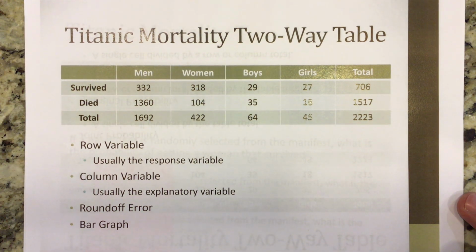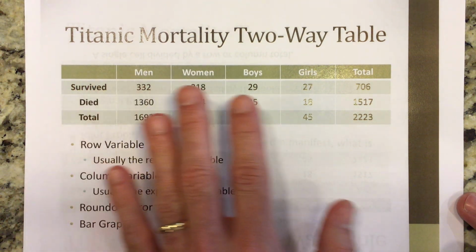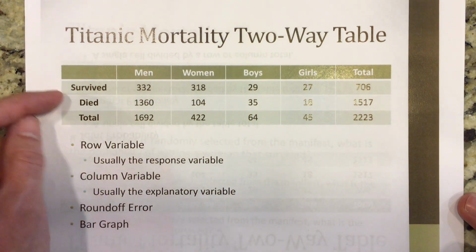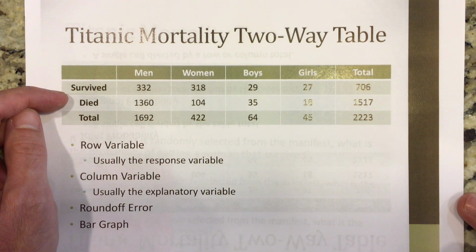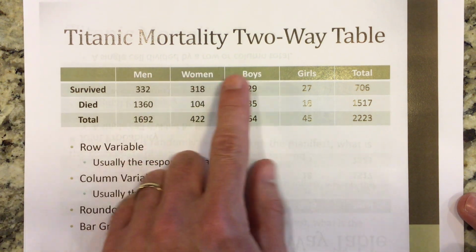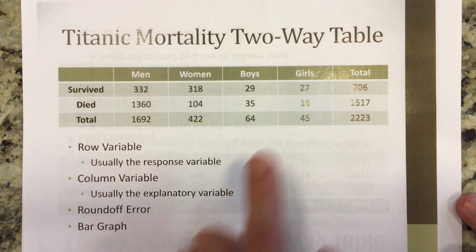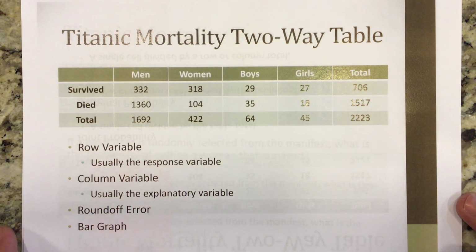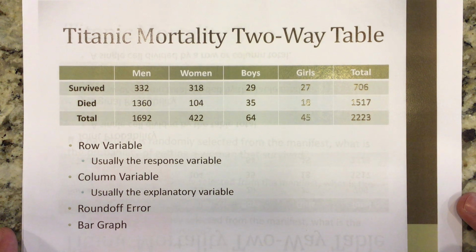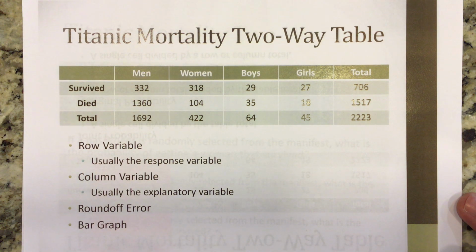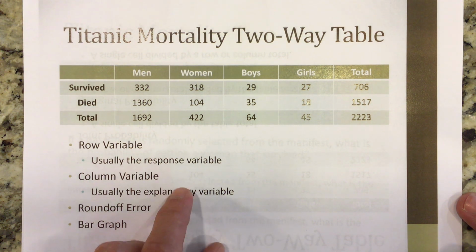So anyway, you can see that this is categorical, right? I have row variables, I have column variables, but my row variables are survived or died. Those are categories. My column variables, men, women, boys, girls. Again, categories. So I make a two-way table. Can't make a scatter plot. Now, typically, your row variable is your response variable, and in this case, yes. And typically, the column variable is the explanatory variable.